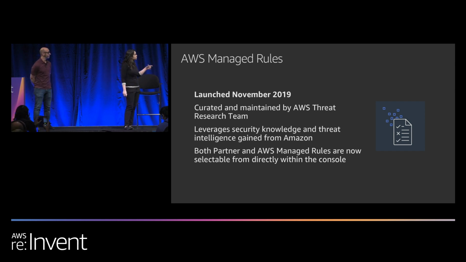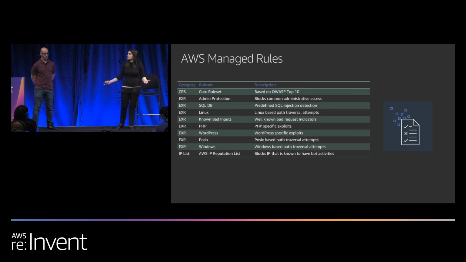As a part of this update, both seller and AWS managed rules are now available to choose within the console, and you can absolutely pick and combine them in any way that you choose. So as an example of that, here is a list of some of the AWS managed rules that we're making available. I'm not going to read through all of them.